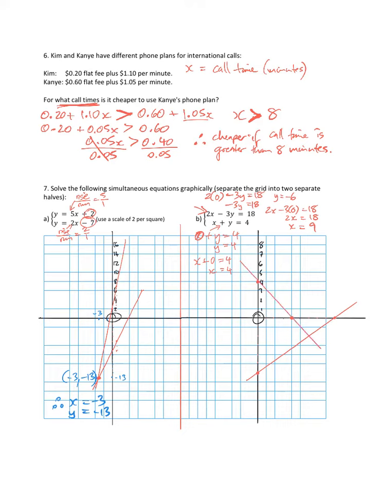So we can see that they cross at 1, 2, 3, 4, 5, 6, and negative 2 down. So therefore your solution is x is equal to 6, y is equal to negative 2. Alright, so on to the next page.